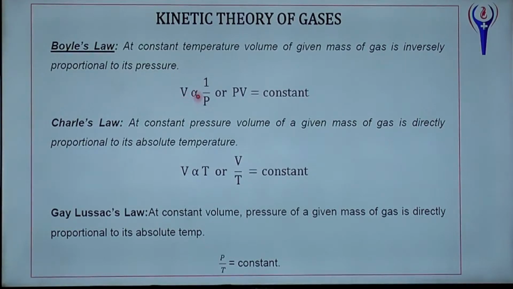V is inversely proportional to pressure, or by removing proportionality, we will have constant, that is V is equal to constant by pressure, or pressure into V equal to constant. P into V, pressure into volume is constant. This is Boyle's law. This is applicable only when temperature is maintained constant. At constant temperature, when pressure increases, volume decreases. Volume increases, pressure decreases.